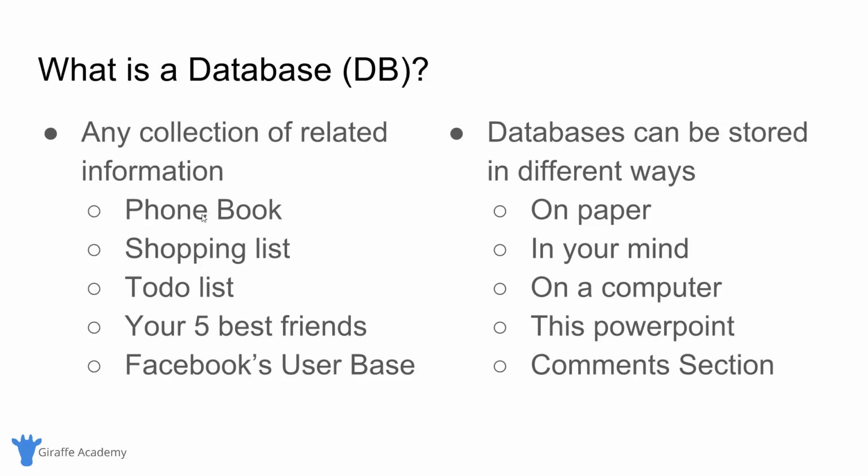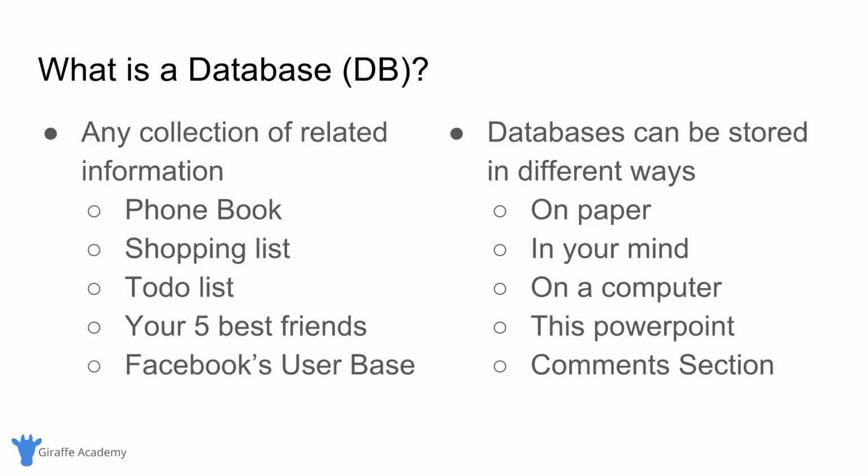So the phone book, right? This stores people's phone numbers, right? Their names and their phone numbers. It's a collection of related information. A to-do list stores a list of things that you want to do during the day. It's related information. Your 5 best friends, that's information, right? It's information that you're storing somewhere. If I came up to you and asked you who your 5 best friends were, I'm sure you could list them off. That, in essence, is a database, right? It's a collection of related information. And then Facebook's user base, right? So all of the users that Facebook keeps track of and stores. That's another example of a database.